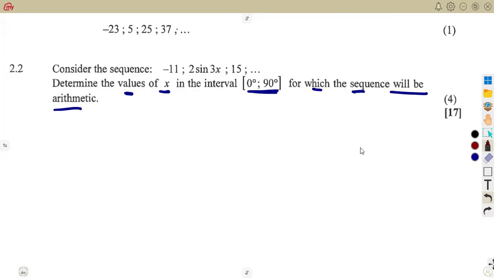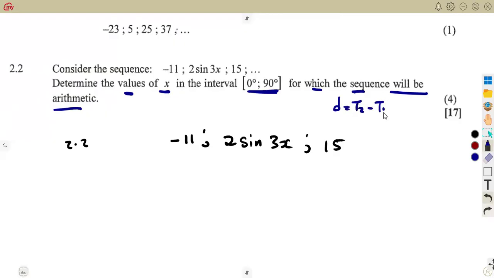If it is going to be arithmetic, what is the understanding? If truly it is arithmetic, we are given -11, this is 2 sine 3x, this is 15. We understand that there is supposed to be a common difference, which is the same. T2 minus T1, T3 minus T2, and so on. So we use the concept there. This is our T1, our T2, and our T3. The difference is the one that we need, the common difference.